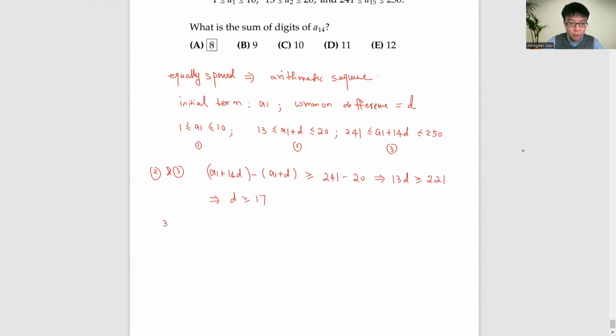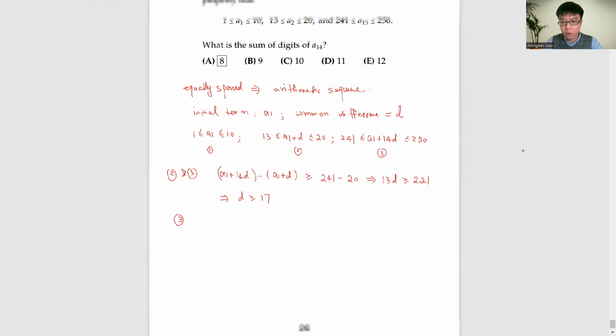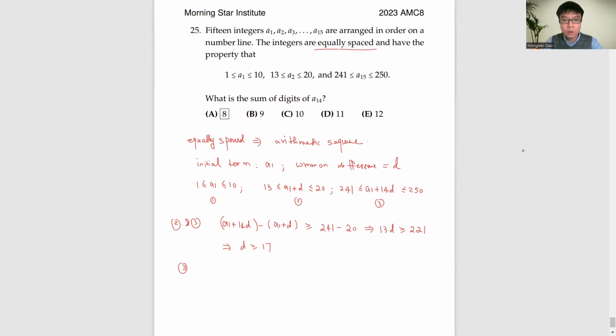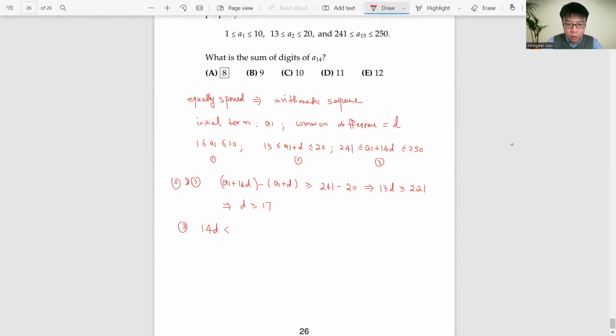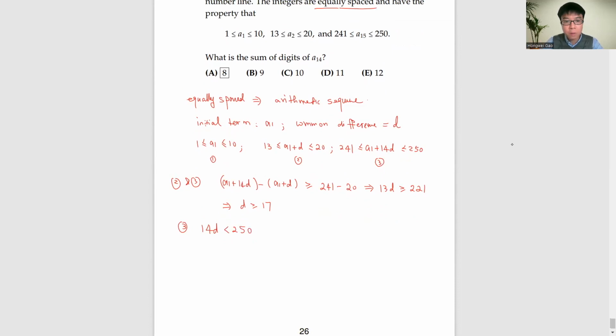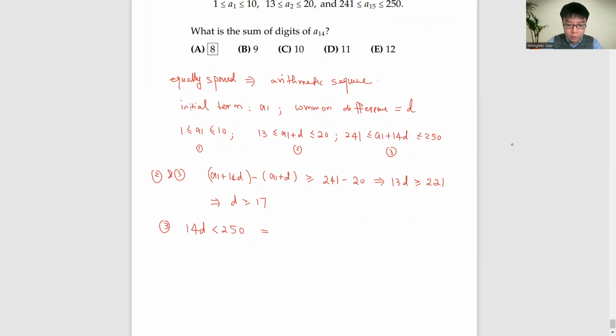Okay, now from the third inequality, we can find the other bound for D, because A1 plus 14D is less than or equal to 250, and they are integers. A1 is between 1 and 10, so it's positive. So we must have that 14D should be smaller than 250. Then this implies D is less than 250 over 14. But 250 over 14 is less than 18. Now combine these two parts, we must have D equal to 17 because it's an integer. All right, so we fix D.